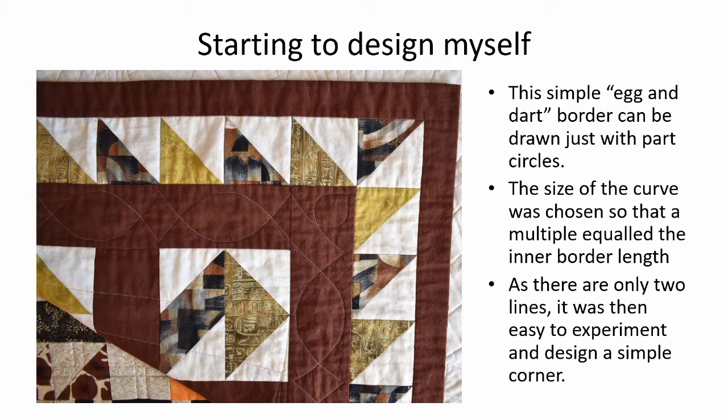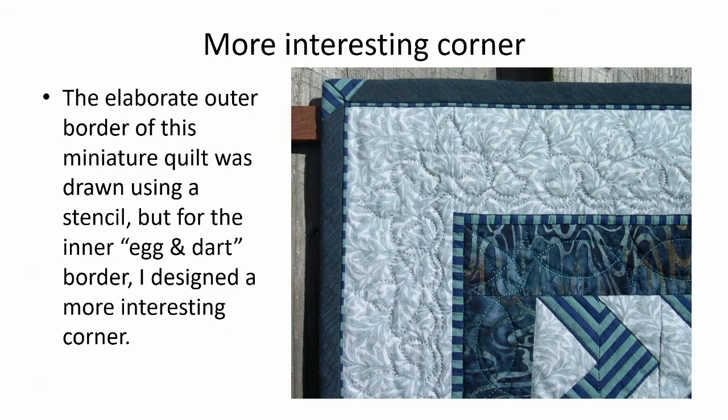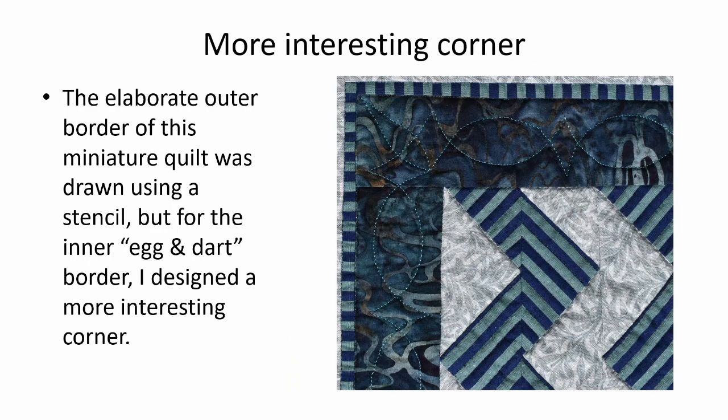As there are only 2 lines, it was then easier to experiment and design a simple corner that would join them up. The outer border of this miniature quilt was drawn using a fancy stencil, but for the inner border I used the egg and dart again. Let's have a look at a close-up, and you can see that I used a different corner that I designed this time, with this spiky bit in the corner.